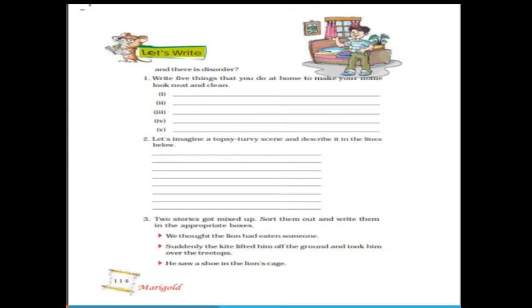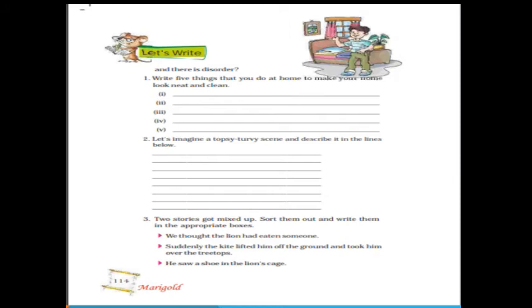Write 5 things that you do at home to make your home look neat and clean. So what all things do you do, children, when you feel your house should be clean? You need to sweep almost 2 times a day. Then you need to mop the floor. Then you have to arrange the things properly. Then you can light agarbatti to have a fragrance in the room. As well as, you can wipe down the mirror. You can wipe down the dining table. You can keep everything tidy and clean.